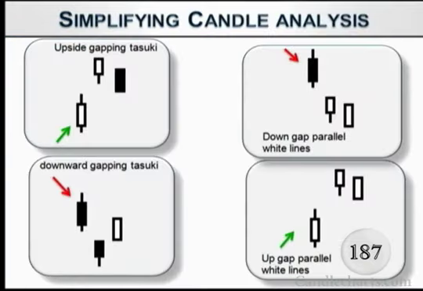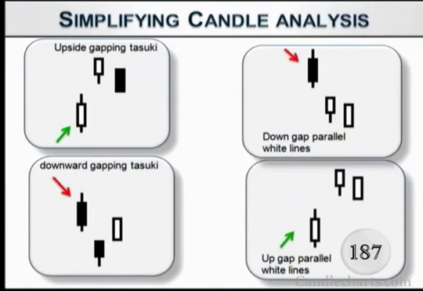Now, simplifying candle analysis. These are all patterns that I've talked about in my books. I don't talk about them anymore because they all have windows in them. So all you've got to do is remember the concept of windows. So an upside gapping Suzuki, that's what it looks like. Okay, it's actually a bullish signal, but all you need to do is see there's a rising window. Okay, all the other signals here, down gap, parallel white lines, the market gaps down, you have two white lines. It's actually a negative signal.